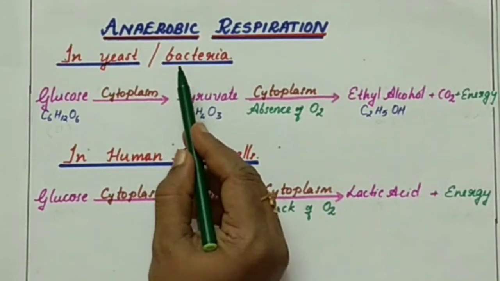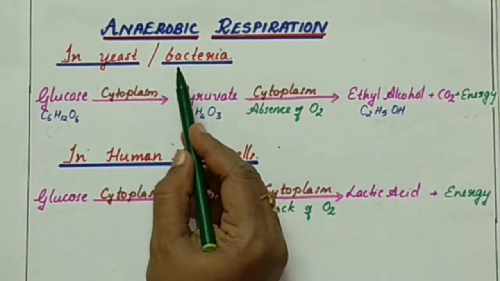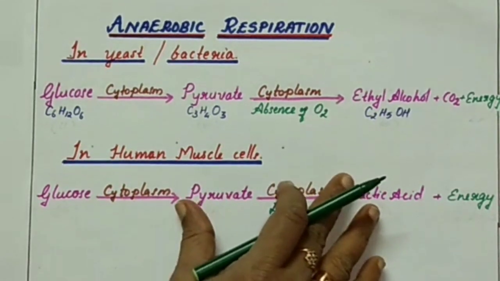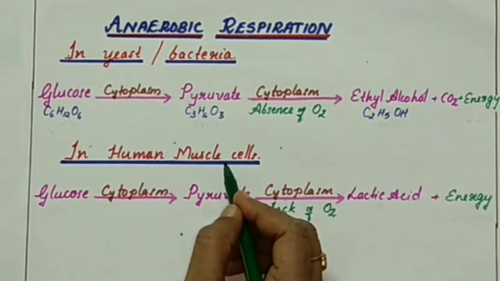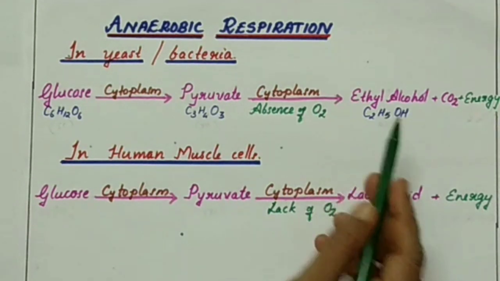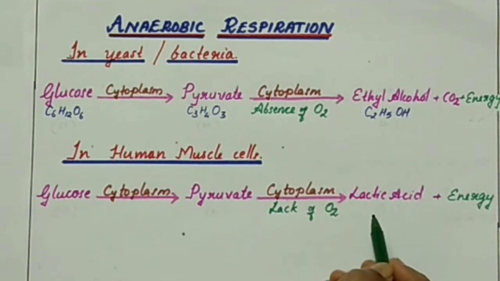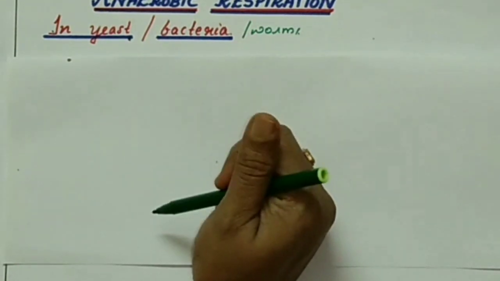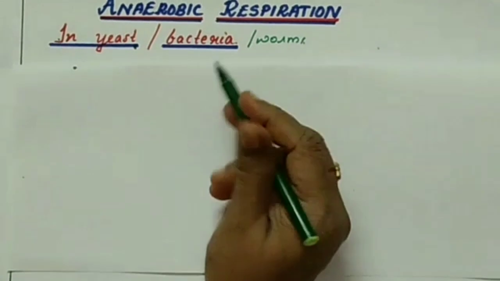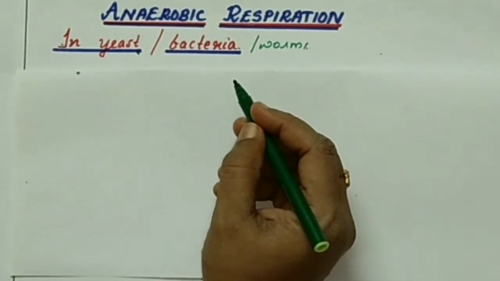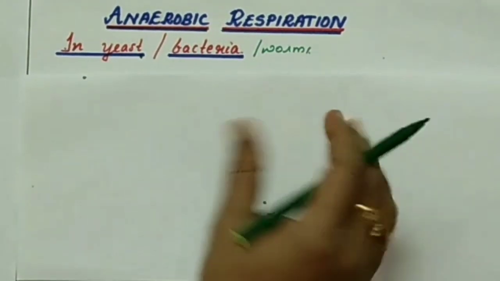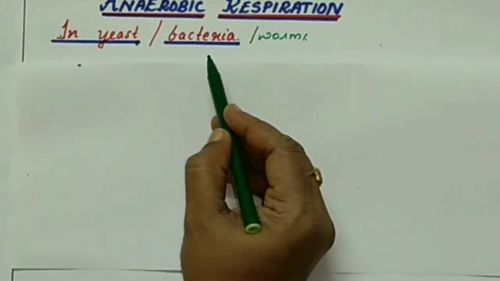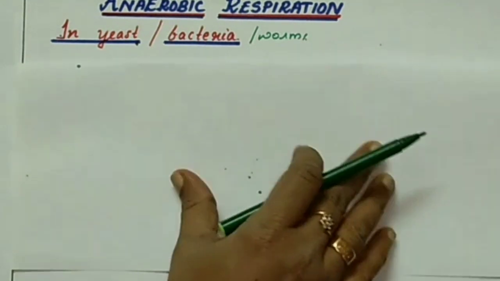If oxygen is not available in the cell, the pyruvic acid breaks down anaerobically to produce ethyl alcohol and lactic acid. It takes place in certain organisms like yeast, bacteria, worms, etc.